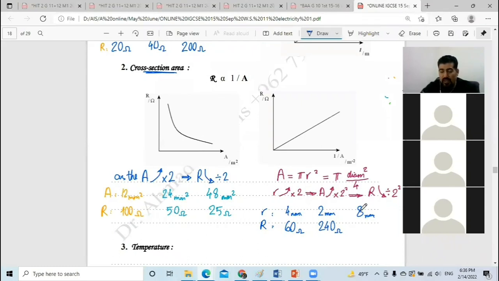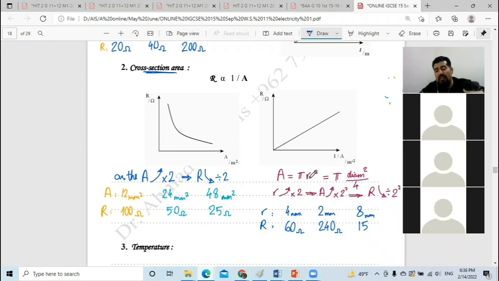From 4 to 8, I double the radius. So how much is the new resistance? It will be divided by 2 square. How much is 60 divided by 2 square? Excellent. It will be 15. So that means the relationship, thank you, Shabab, is Y square, because there is a square in the formula, pi r square.